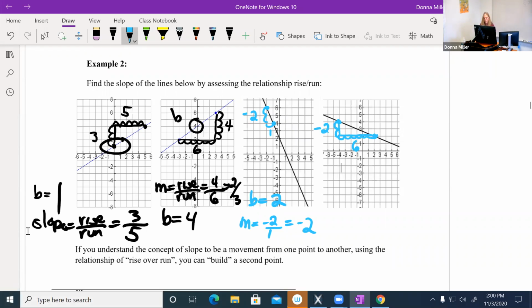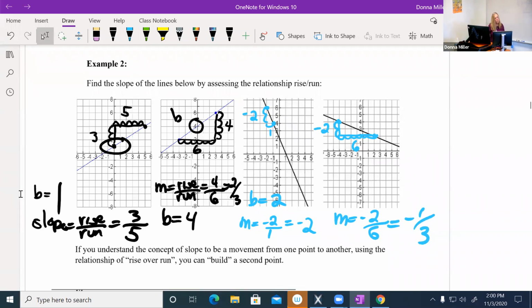So slope is rise over run. So it's negative 2 over 6. If I reduce it, it's negative 1/3. Okay? So remember, if it's going down, the slope needs to be negative. If it's going up, it's positive. All right? We good?